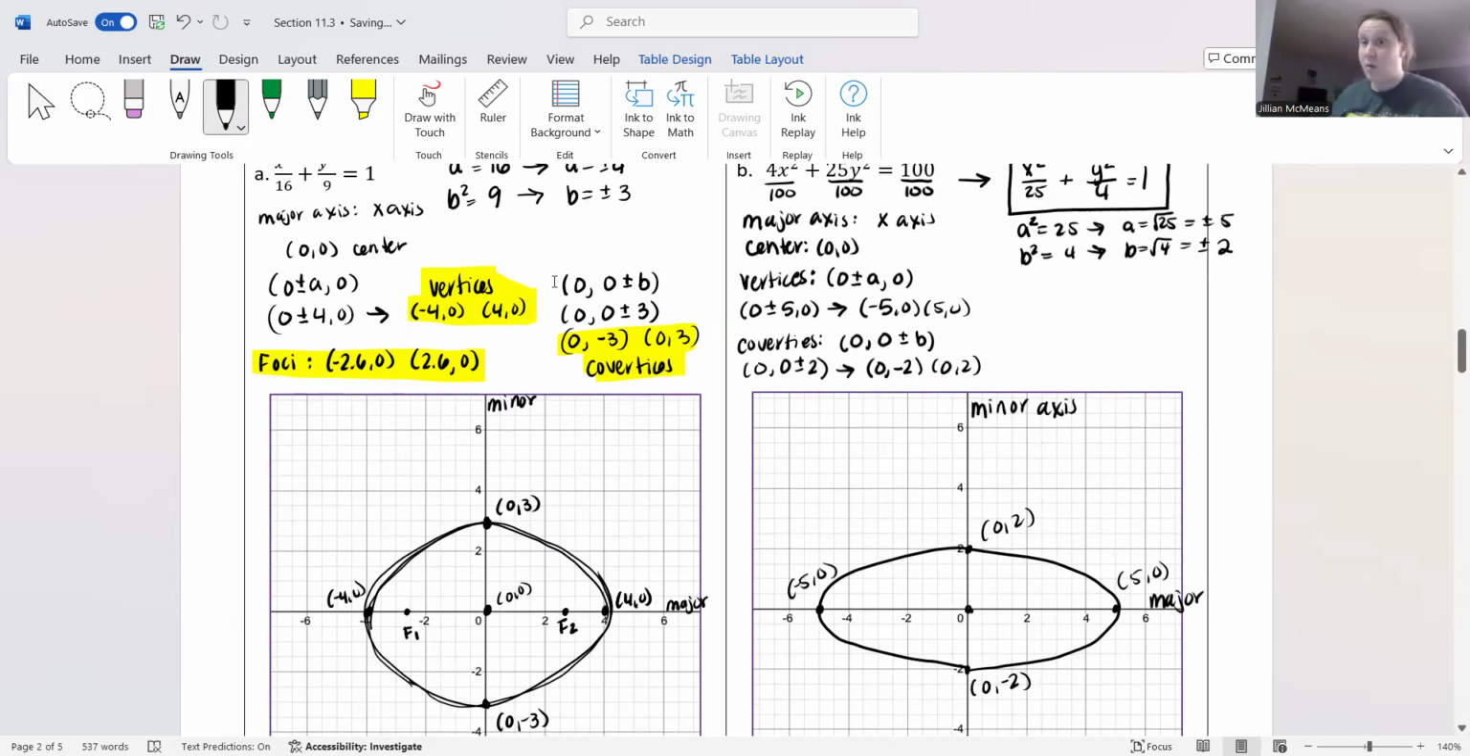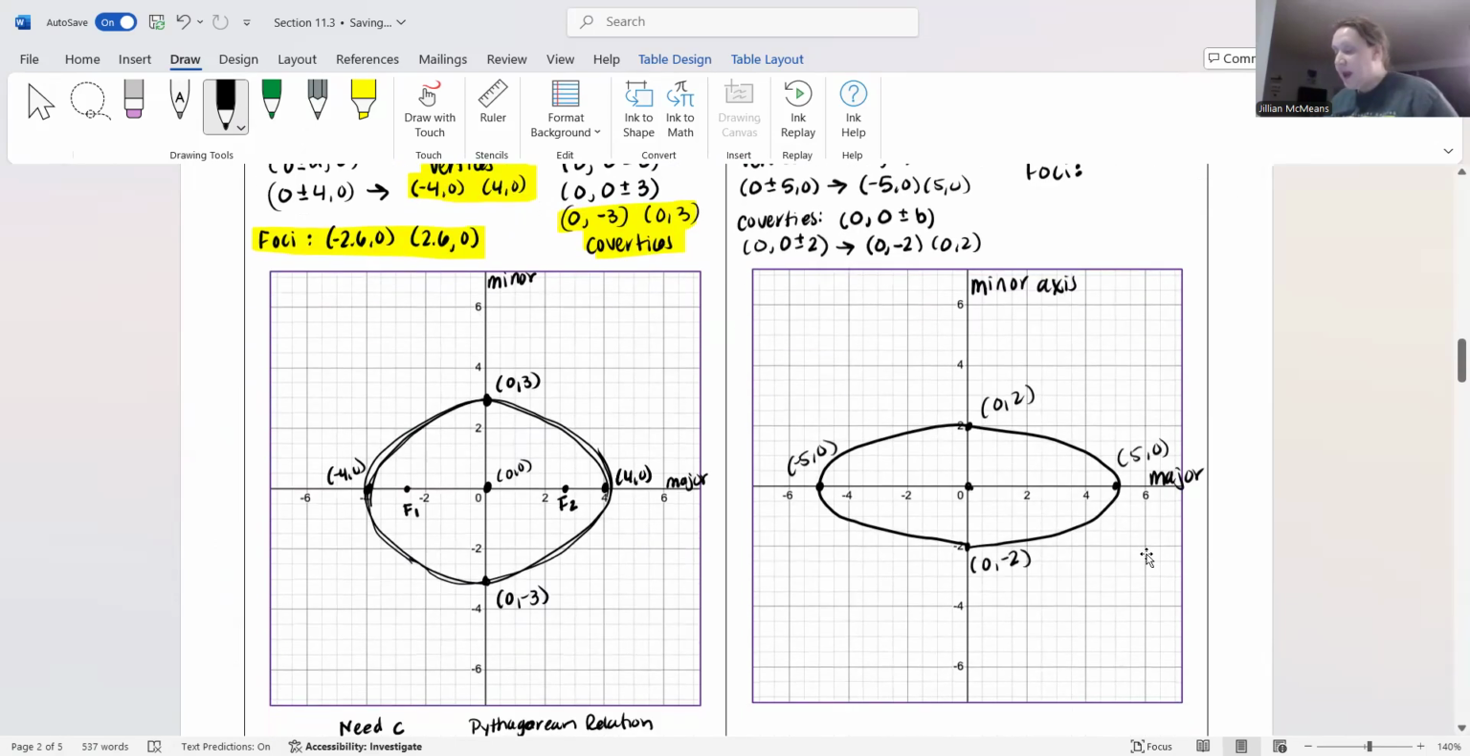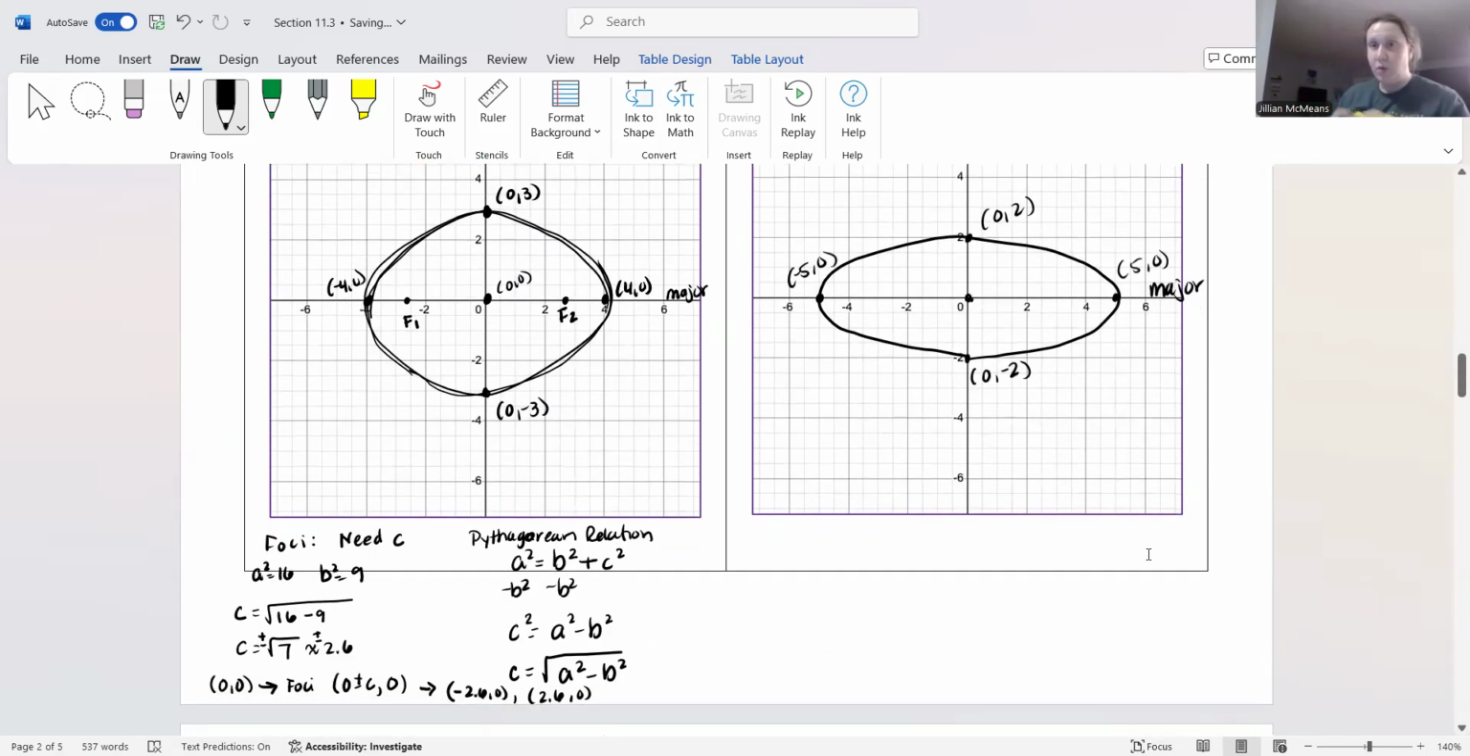Okay, so we've done a whole bunch so far. Last up, foci. I'm going to give myself a little room down at the bottom again. We have to remember that when we're dealing with an ellipse, the Pythagorean relationship is not the same as the Pythagorean theorem that we're used to. So please remember the Pythagorean relationship is a squared equals b squared plus c squared.